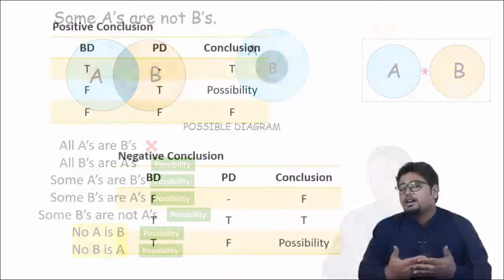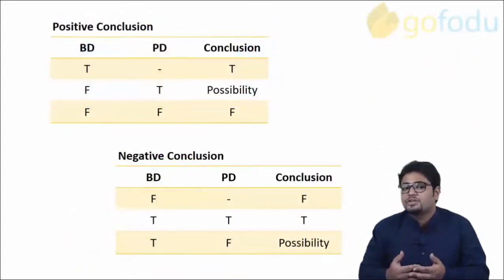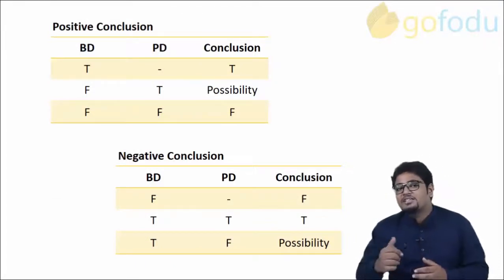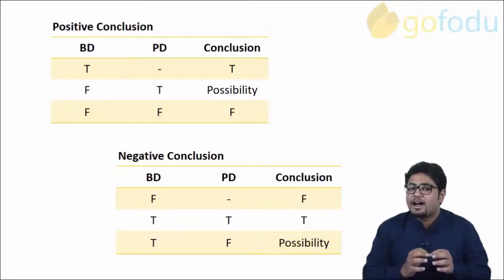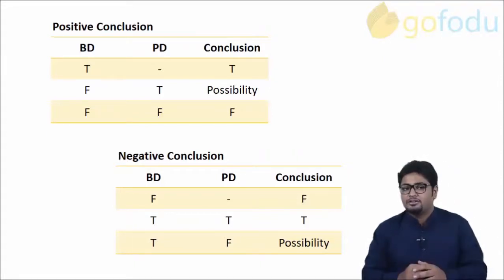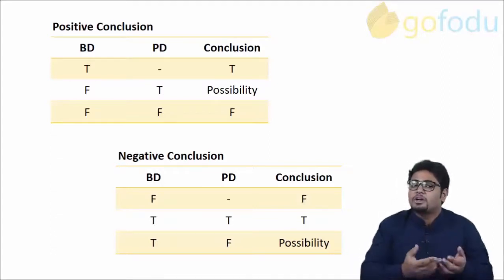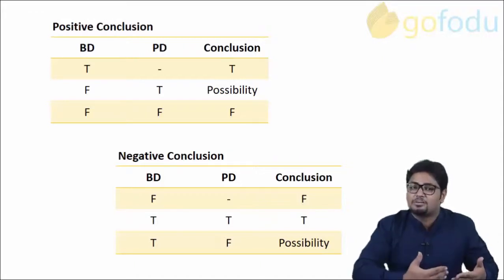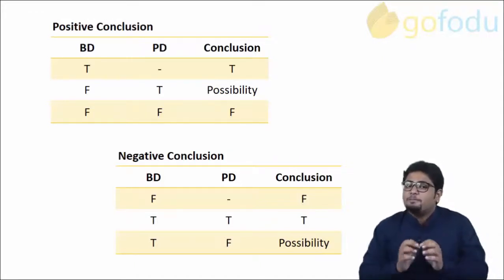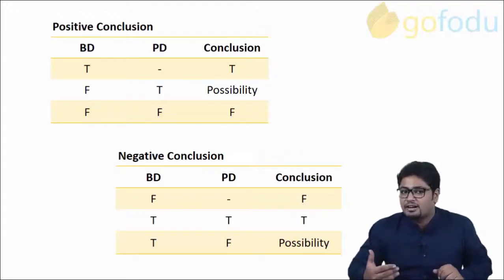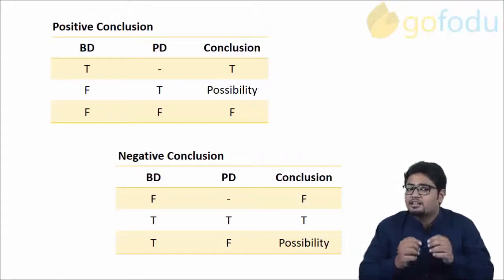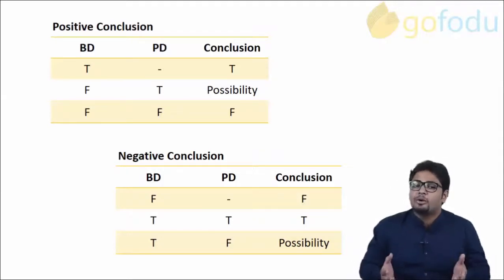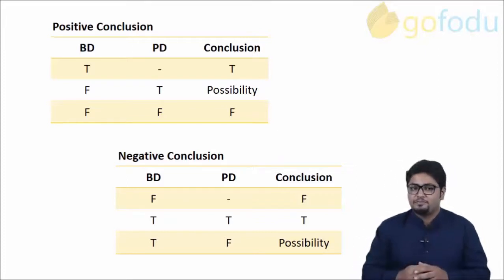Based on what we have covered till now, I have made two tables which will help us in selecting the correct conclusion. With the help of these tables, we will be able to decide whether we have to check for possibilities or not. First table will be used when we come across any positive conclusion, that is, all A's are B's and some A's are B's. Here, if any positive conclusion is true from the basic diagram, then it is definite that it will be true for all the possibilities. So, we don't need to draw any possible diagram for such cases.